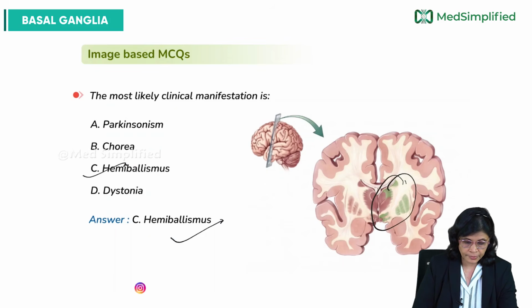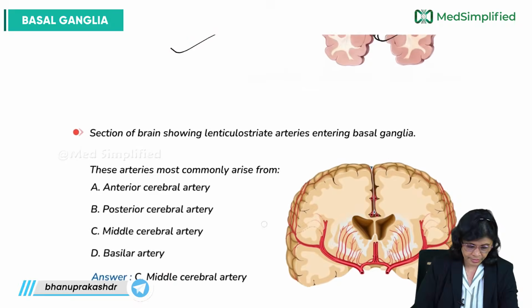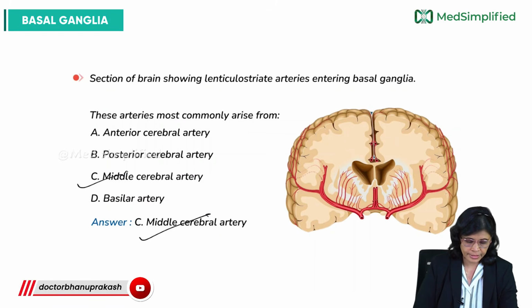The subthalamic nucleus of one side projects mainly to the ipsilateral cortex as well as to the globus pallidus and thalamus. That is why we see hemiballismus. Next, a section of brain showing lenticulostriate arteries entering basal ganglia. These arteries most commonly arise from branches of the middle cerebral artery.